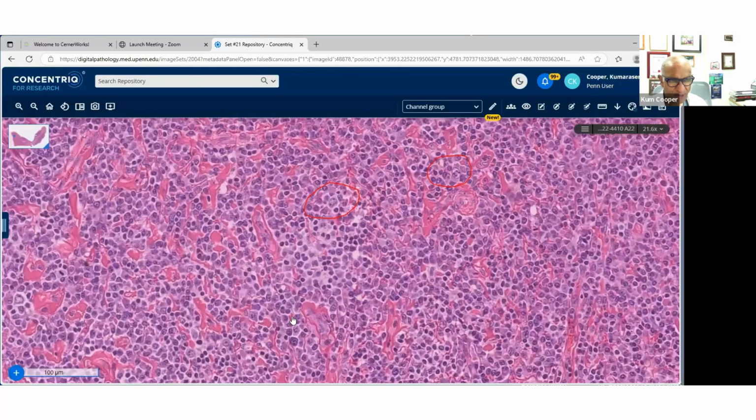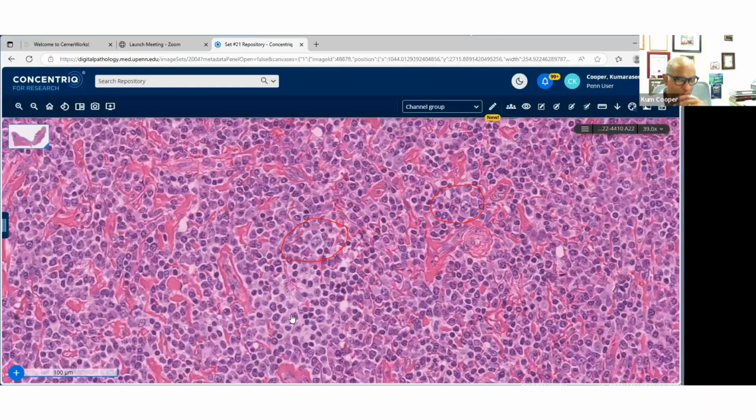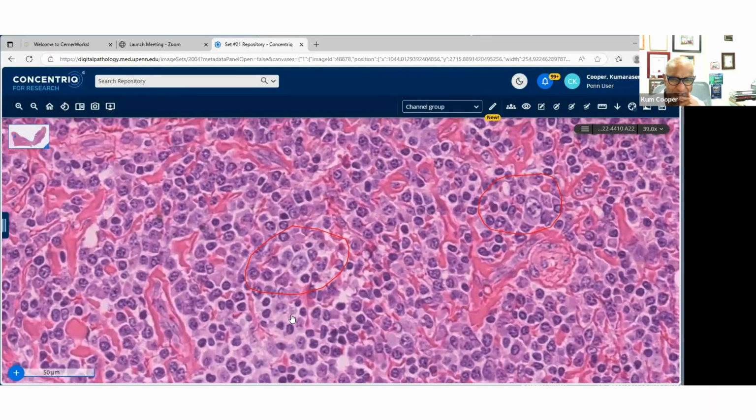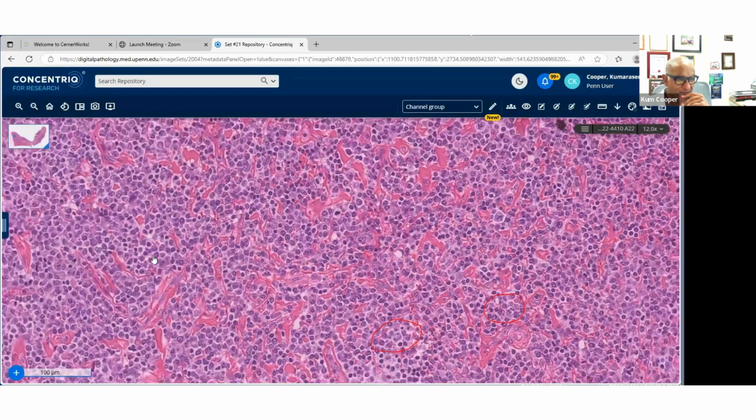All right, so I've got follicular dendritic cell sarcoma. I've got Castleman's. Anybody wants to add to that? Okay, you all know that, oh, I've got Rosai Dorfman.